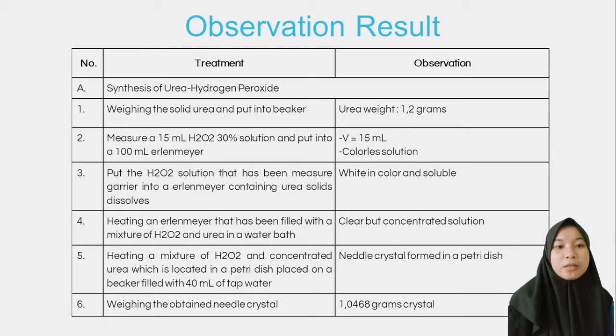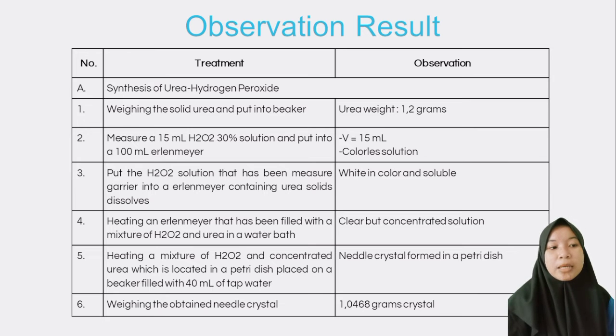Treatment three, put the measured hydrogen peroxide solution into the Erlenmeyer containing the dissolved solid urea. Observation: white in color and soluble. Treatment four, heat the Erlenmeyer filled with the mixture of hydrogen peroxide and urea in a water bath. Observation: clear, concentrated solution. Five, heat the concentrated mixture of hydrogen peroxide and urea in a petri dish placed on a beaker filled with 50 ml of tap water. Observation: needle crystals formed in the petri dish.